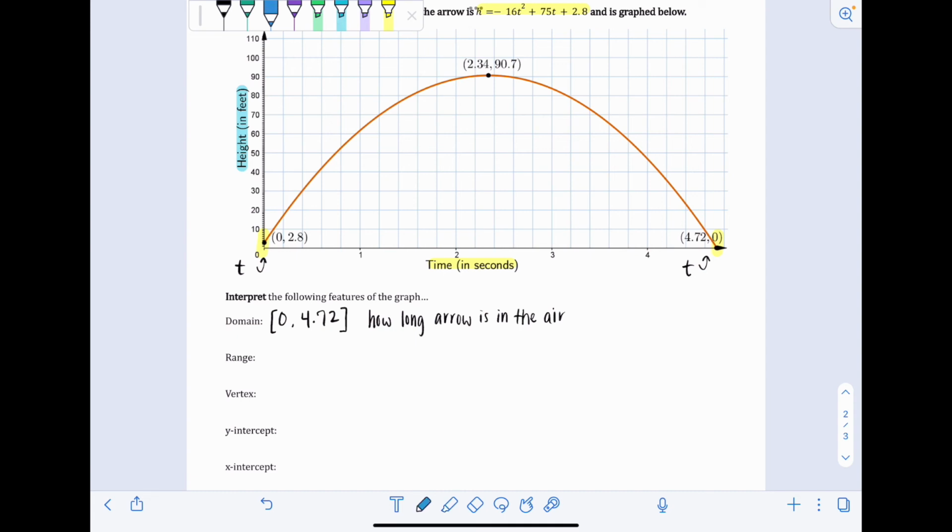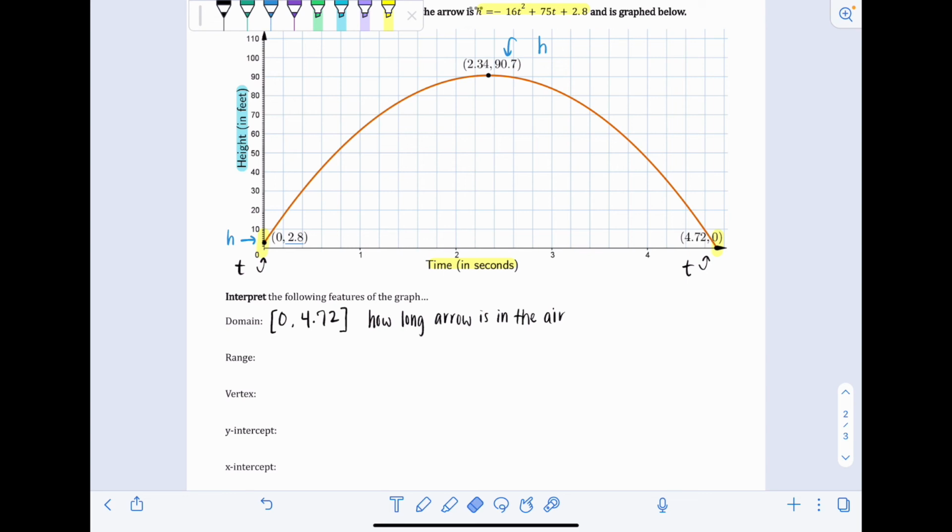So the height starts right here at 2.8. This is the y coordinate now. And the highest point that it goes to is 90.7. I think that was a little bit different than we did in example 2, but it's more of a rounding thing than anything else. I think we maybe put 90.69. Anyways, that's the maximum height though.